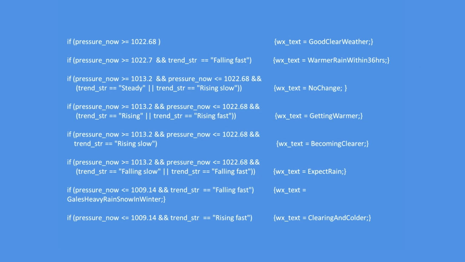The air pressure you use needs to be adjusted for your particular location.